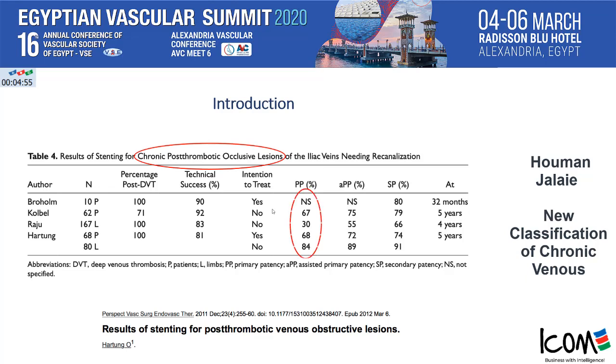And going into the detail, have a look on the primary patency. There are big differences. For example, Raju with 30% of primary patency comparing to Olivia Hartung 84. Or going to the secondary patency, even big differences. So what is the problem? We know that Raju has the most or the biggest experience. I don't think that Raju is doing a bad job. The problem is they are including totally different patients with post-thrombotic changes. And the main point is the inflow.